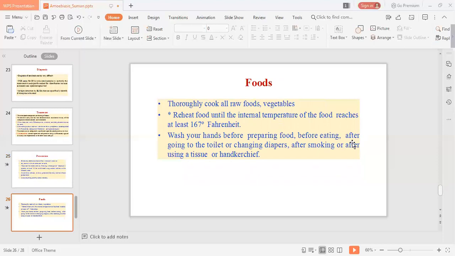Thoroughly cook all raw foods and vegetables. And if you are using pre-cooked food, reheat the food until it reaches a temperature of at least 167 degrees Fahrenheit. Before preparation of food, before eating, before and after going to the toilet, changing a baby's diaper, after smoking, in all these cases you have to wash your hands. And never share a tissue, handkerchief, or towel of others.